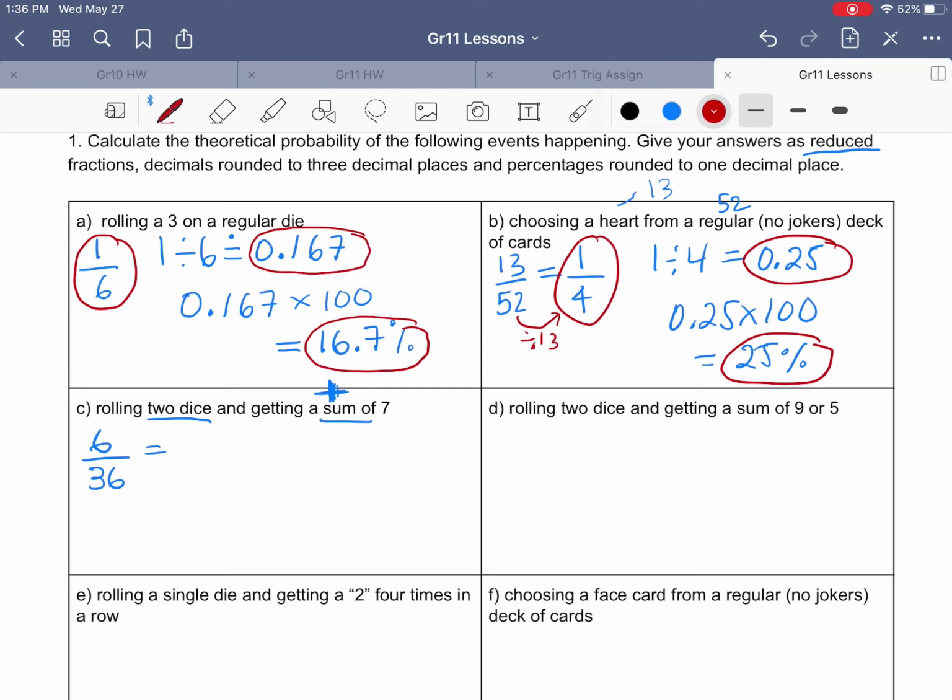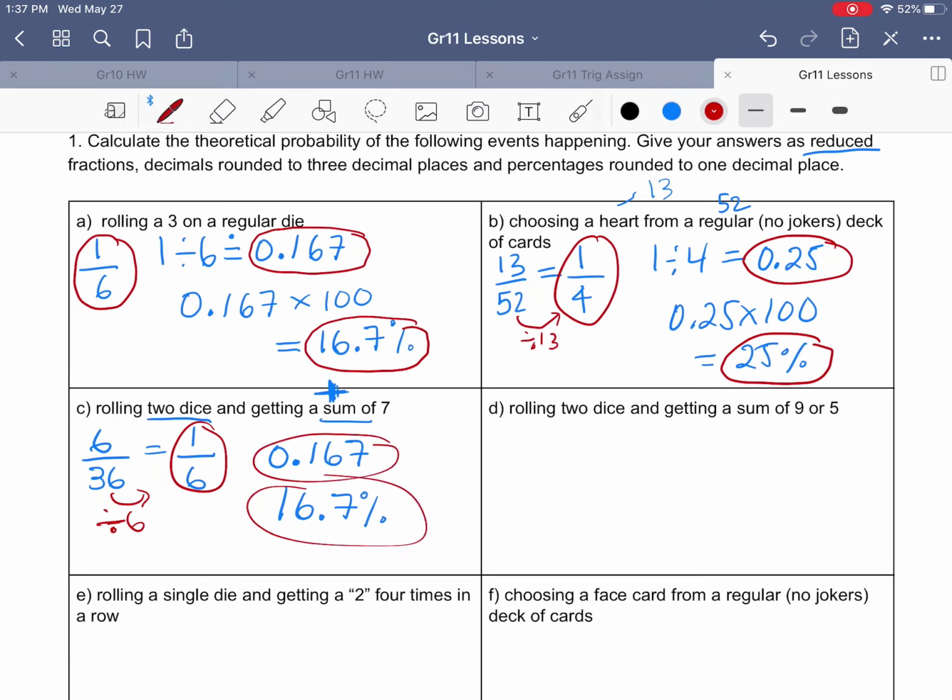This can be reduced because we can divide each of these by 6. So 36 can be divided by 6, and 6 can be divided by 6. And that's going to give us 1 over 6. We don't even need to do our other calculations because we can just look up above to part A to know that our decimal is going to be 0.167 and our percent is 16.7. Let's move on to part D.